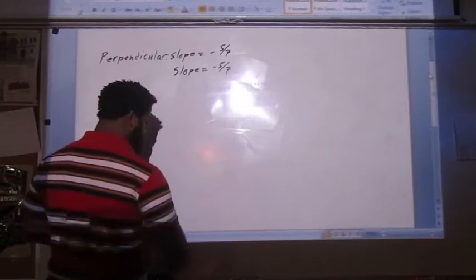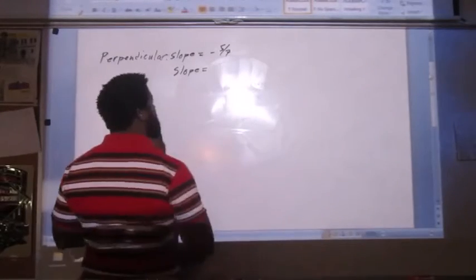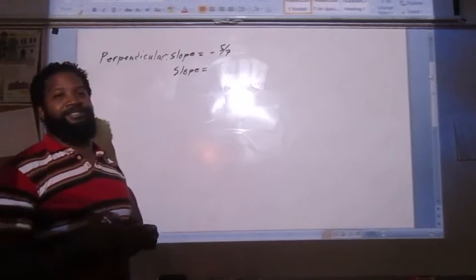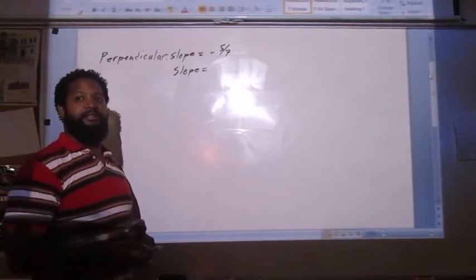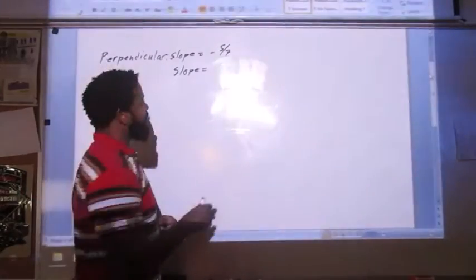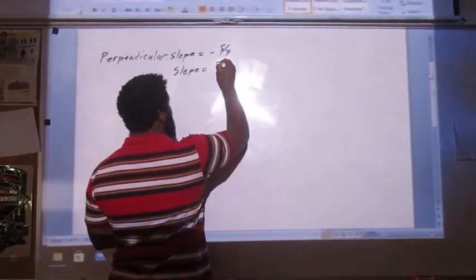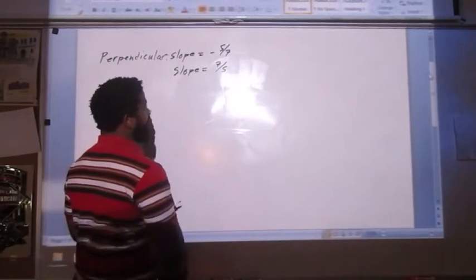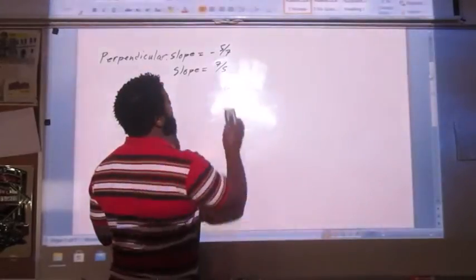Perpendicular. All right? Say our slope is negative 5 over 7, what would be perpendicular? What do you think? 5 over 7, or 7 over 5. Good job. It would be a positive 7 over 5. Good so far?